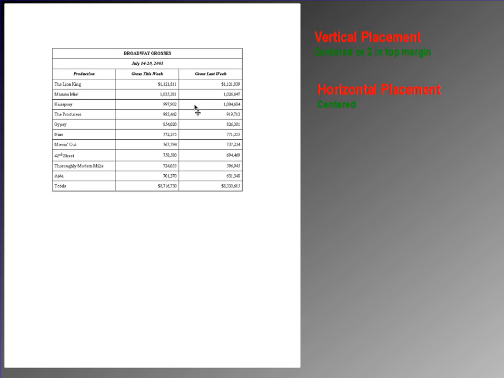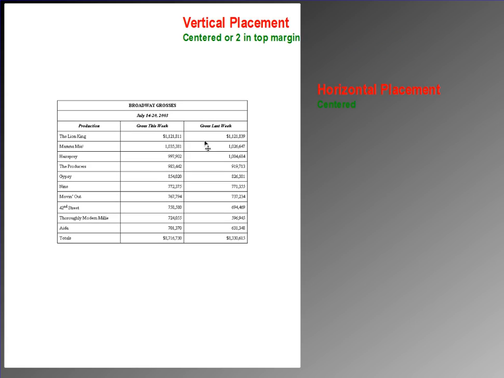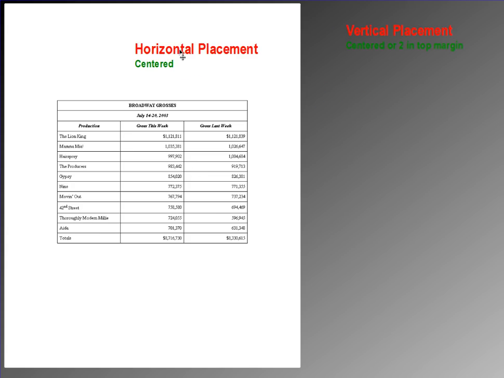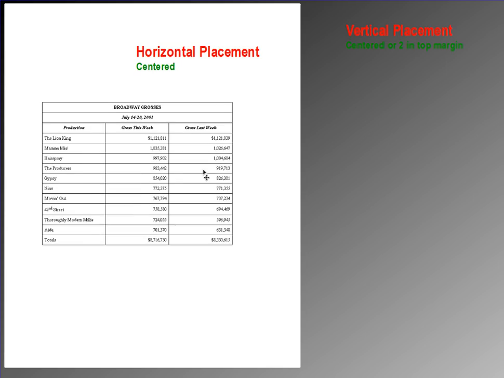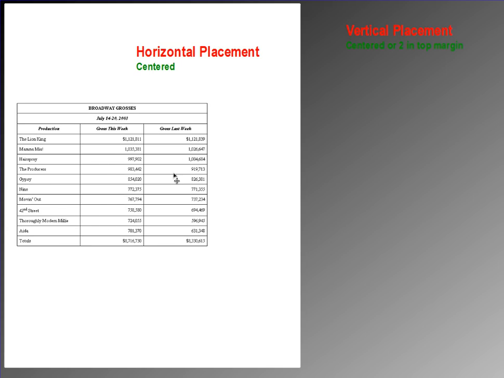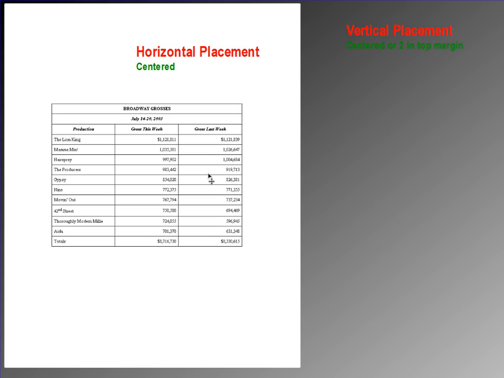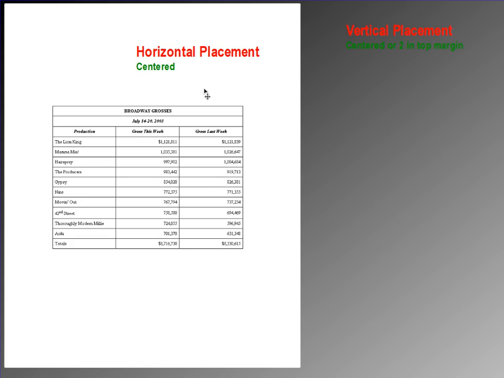You can have them up here at the top if you want to do the 2-inch top margin, or you can have them centered right in the page. We're going to do all of our tables as being centered right in the middle of the page. The other kind of placement is horizontal placement, and if your table is a little bit off to the side, it doesn't really look as good as it does right in the middle. So all of our tables will be centered horizontally. And there's a button that will do that. I'll show you that on another day.